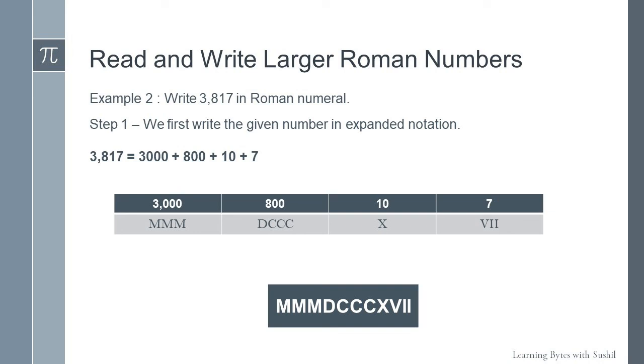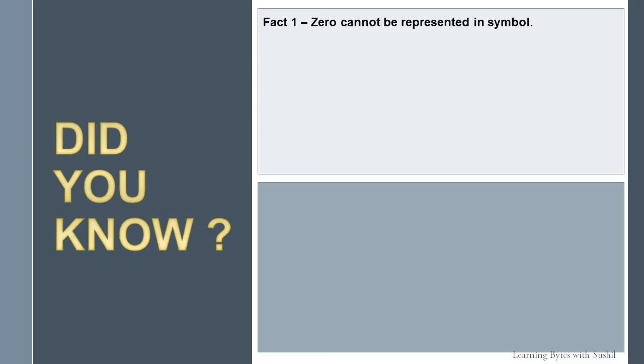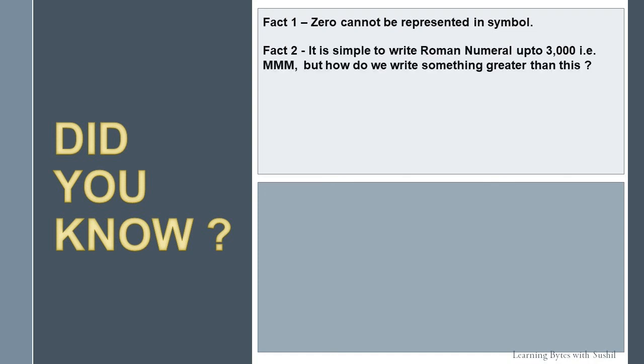Now it's time for Did You Know? So hey, did you know 0 cannot be represented in symbol? Yes, in the entire video, did you see me talk about 0 anywhere? Absolutely not. So yes, we don't have any symbol for 0. And the second fact is, it is very simple to write Roman numerals up to 3000, that is repeating 3 M's together. But what if I get 4000? What if I get any numbers more than that or a larger number? So this can be done in a simple way.